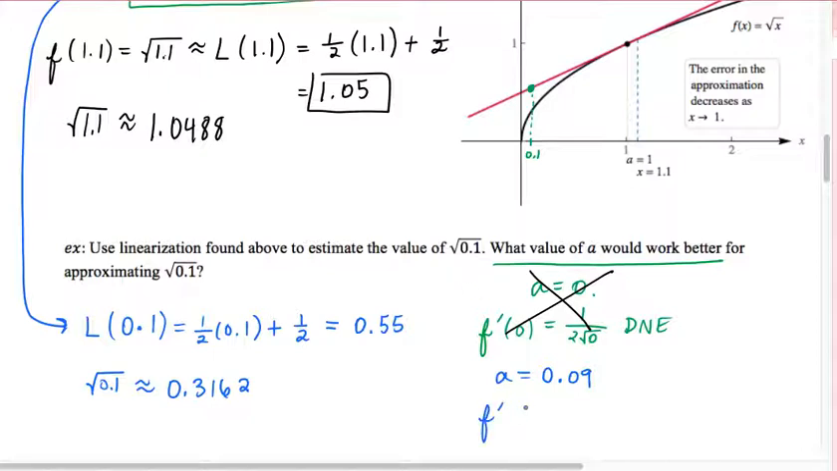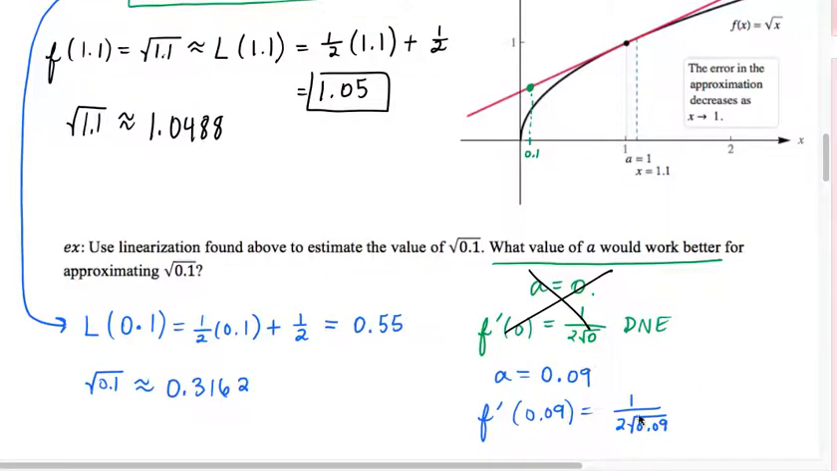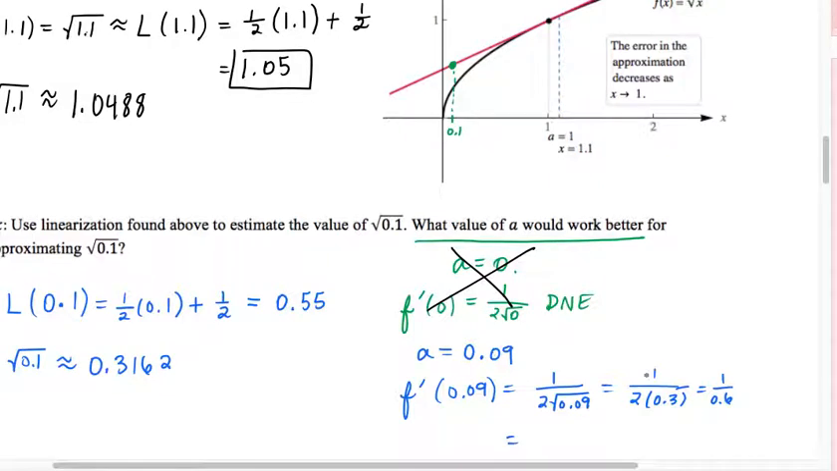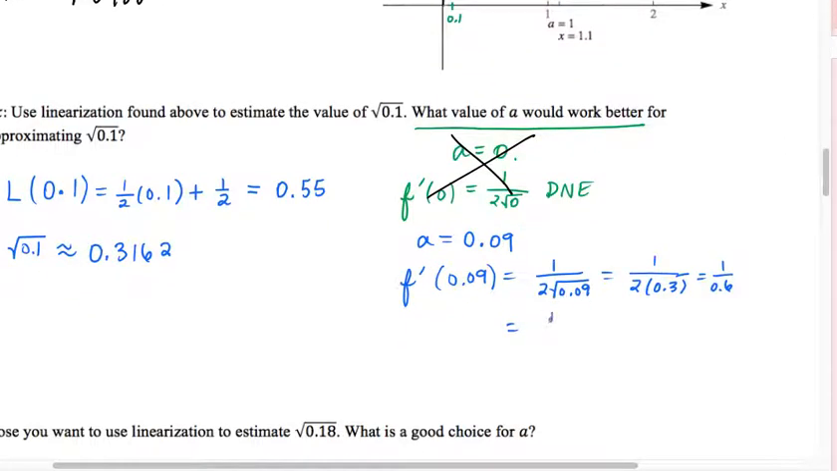So f prime of 0.09 is 1 over 2 times the square root of 0.09. And so we have 1 over 2 times, let's see, the square root of 0.09. What number squared equals 0.09? That would be 0.3. 0.3 times 0.3 will give you 0.09. So that's 1 over 0.6. Actually, let's go ahead and write that as a fraction. 1 over 0.6, that's 1 over 6 tenths. So if you flip that, that's 10 over 6, or 5/3. Okay, so that's the derivative at 0.09.